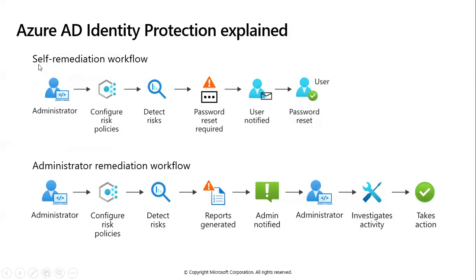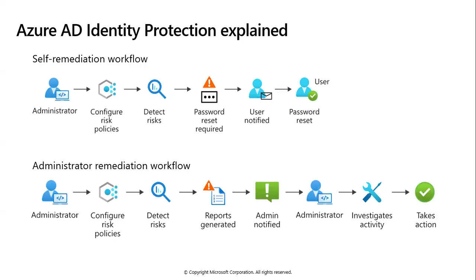Self-remediation workflow. What does Azure AD Identity Protection explain? First, the administrator configures the risk policy, detects risk, password reset is required, the user is notified, and the password is reset. Whenever we forget our password, there is a self-remediation link in our organization to change or recover the password.